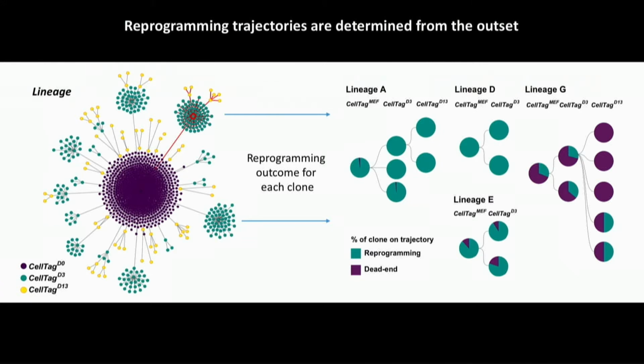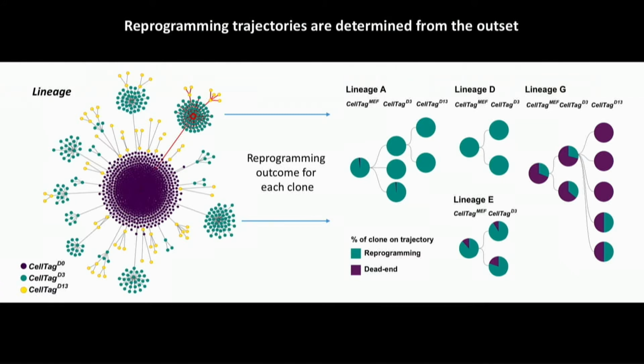Now, I said earlier that we tagged that original MEF pool, and then we split and reprogrammed two independent biological replicates. So using that experimental design, we can ask, is there any elite or privileged cell type in the highly mixed MEF population that's predisposed to reprogram? We don't find that whatsoever.